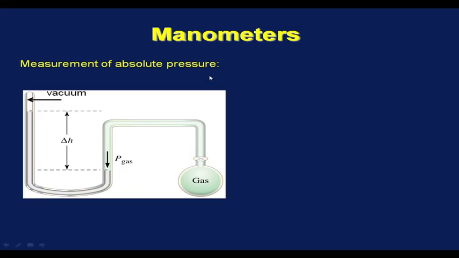If one end of the U-tube manometer is sealed, and the other end is connected to the pressure source, and this is vacuum, then the manometer is essentially measuring absolute pressure.